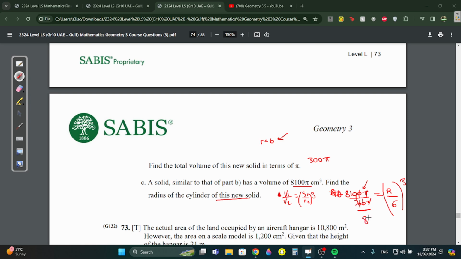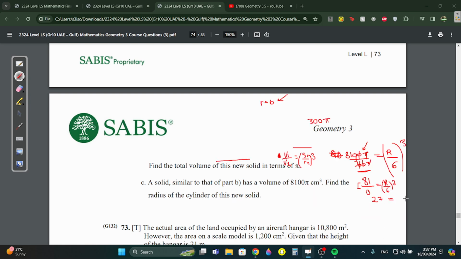So 81 over 3 equals r over 6 cubed. Okay, 81 over 3 is 27, and r stays r over 6 cubed. How do we get rid of this cube? Cube root both sides. Cube root of 27 is 3, and the cube root and the power of 3 just cancel, and you're just going to get r over 6. Cross multiply, you get r equals 18. Is that correct?